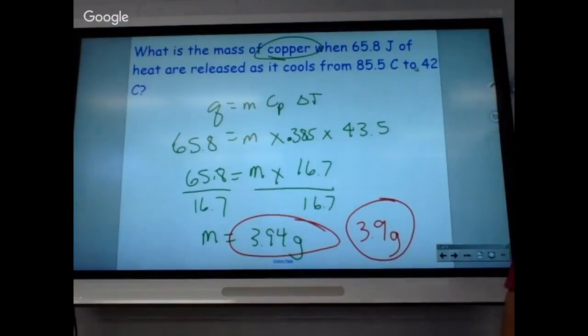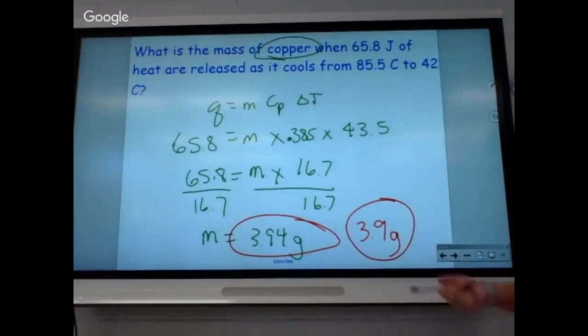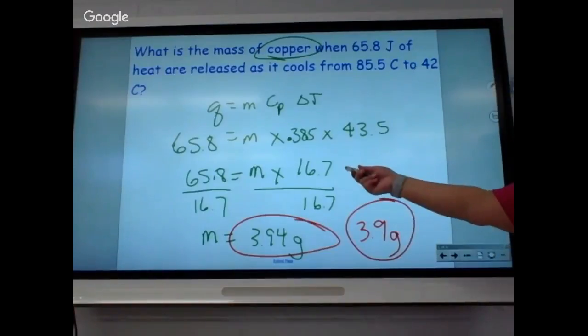So when I'm looking at your answer, if you have 2 significant digits, let's say you have 3.8, I have 3.9, I'm not going to mark that wrong. You just rounded differently than I did based on how you rounded this number, and that's fine, okay? I'm never going to take off for that. Everybody okay with that?